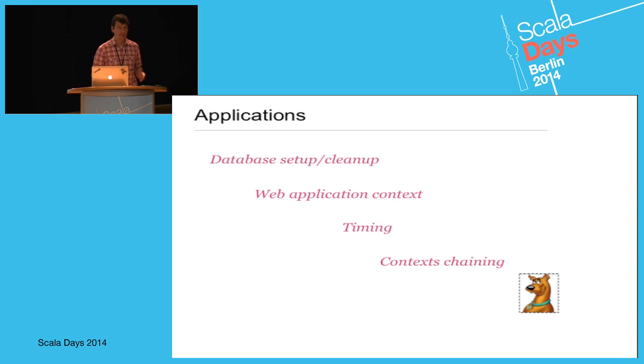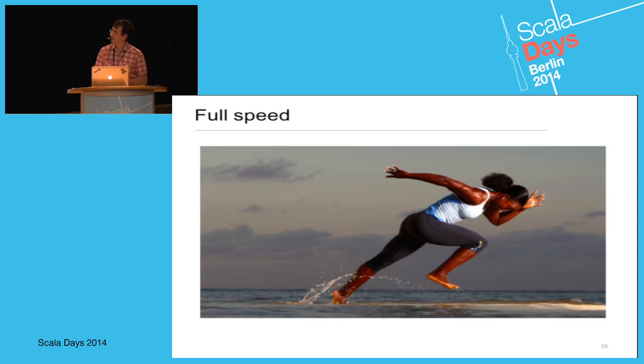So basically by now, you should be able to write your first specification, use matchers, handle the context, be able to set the context, and so on. So how can you do even better? I don't know, let's try to go full speed.